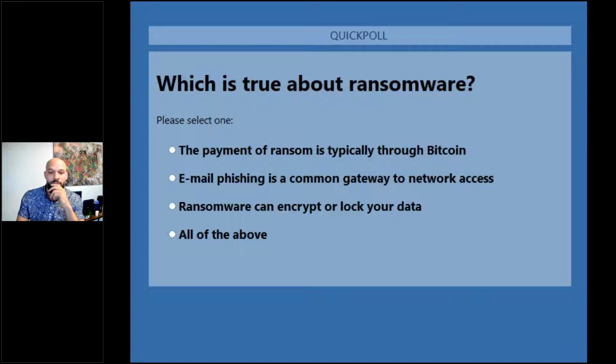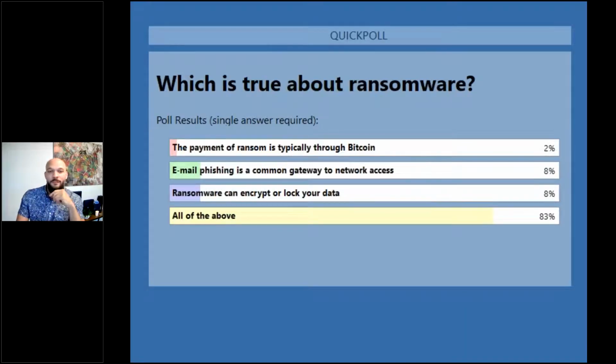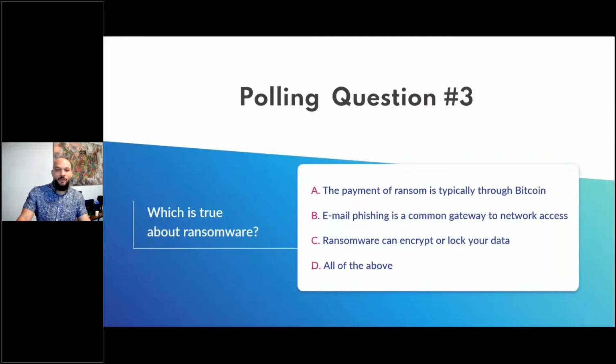Okay, looks like people did pretty good here. 83% all of the above. 8% ransomware can encrypt locked data. Email phishing is a common gateway to network access, 8%, and then the payment of ransom typically through Bitcoin, 2%. Well, the good news is technically whatever you put in there, you were at least partially right. A, B, and C are all correct. Therefore, D is the most correct answer. Good job, 83% of you. The rest of you, I still love you completely. All right, let's keep it moving.